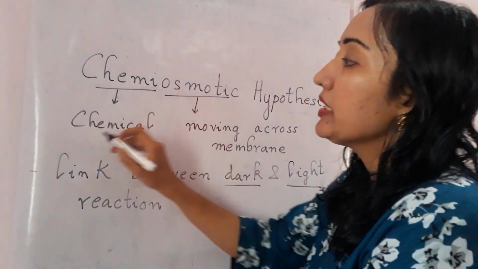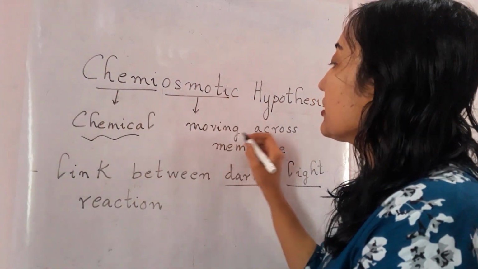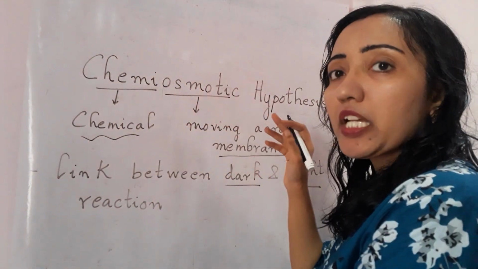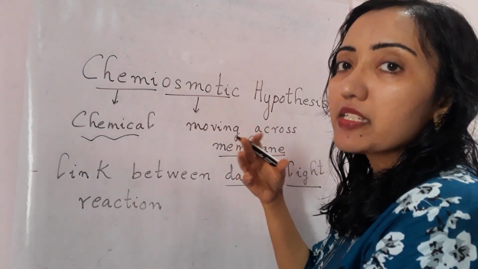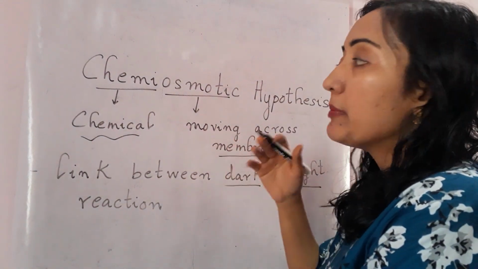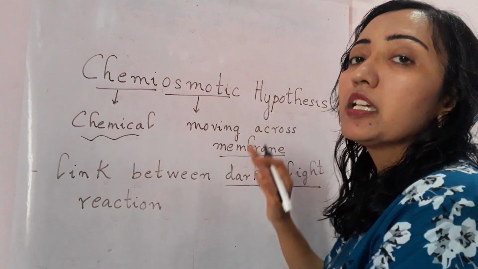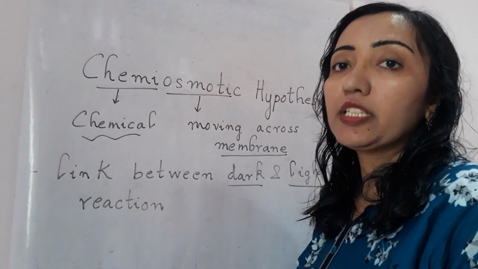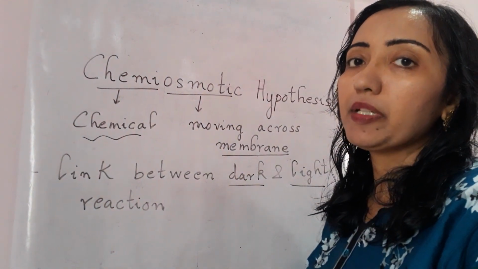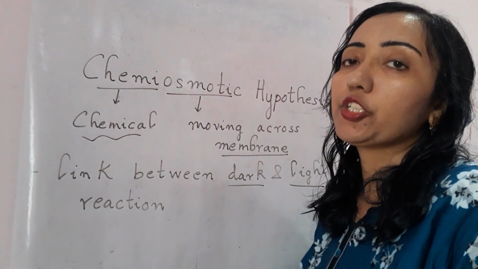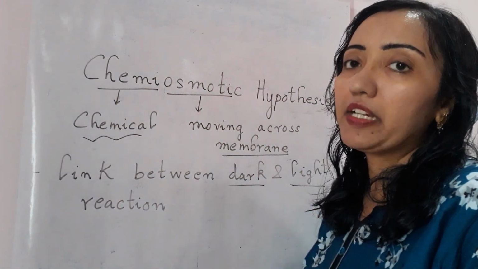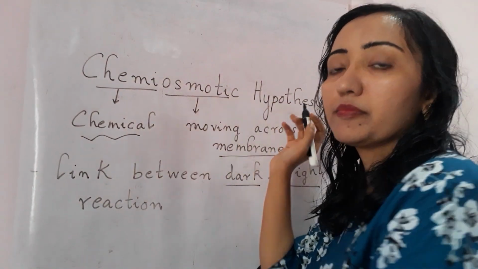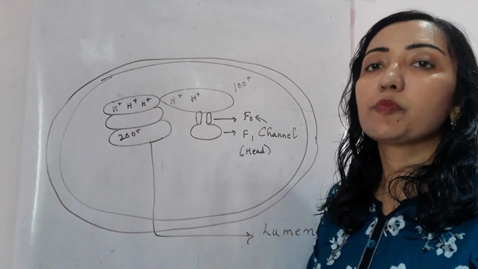Chemi means chemicals, and osmotic means moving across a membrane. So in this hypothesis, chemicals are involved which are moving across the membrane. The chemiosmotic hypothesis is involved in the synthesis of ATP in photophosphorylation, that is inside the chloroplast, and in oxidative phosphorylation, that is in the mitochondria.